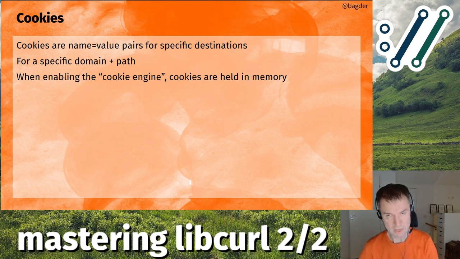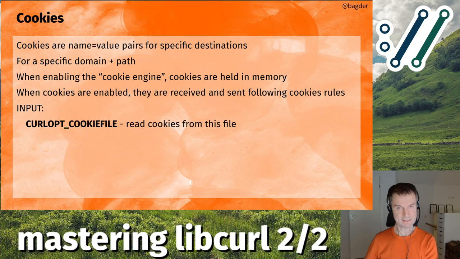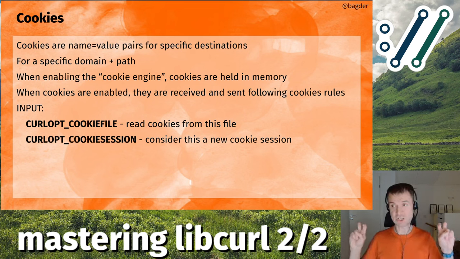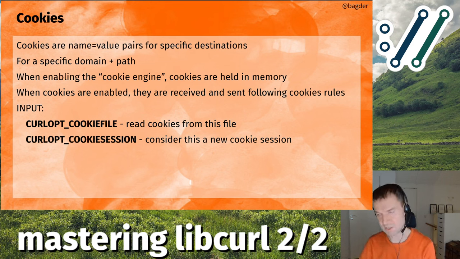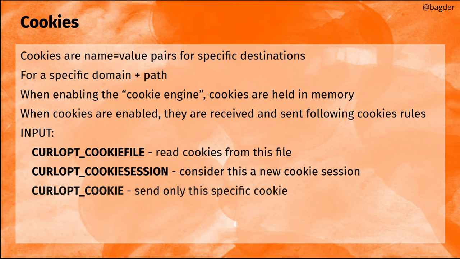And when you enable the cookie engine, cookies are held in memory, and it will just deal with cookies automatically, correct. Save them in memory and send them back in subsequent requests when there are cookies that match the conditions. So basically, you set input like this to curl. For example, you can ask curl to read cookies from this file because you can, you know, save them, of course, across sessions or through days or who knows, copy them from another machine. And you can also ask curl to, hey, when I read cookies from this file this time, consider this a new session. Cookies can be session based. It means, you know, if this is a new session, don't remember any session cookies from the previous session. That's basically what it means. Throw away session cookies from the previous session.